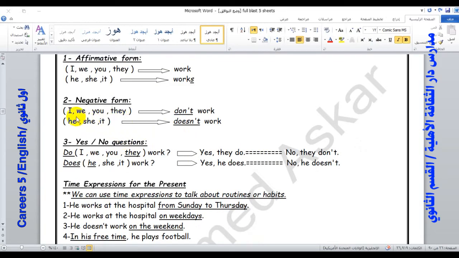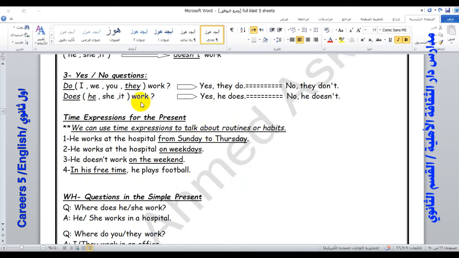What about the negative form? We should add don't with I, we, they. I don't work, we don't work, you don't work, they don't work. What about the third person? لما أقول لك third person معناها he, she and it. He doesn't work, she doesn't work, it doesn't work.